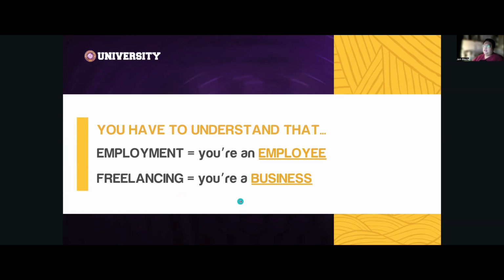So that's why you should be a very efficient and effective product, so you can sell your business easily. That's why you have to have this business mindset.